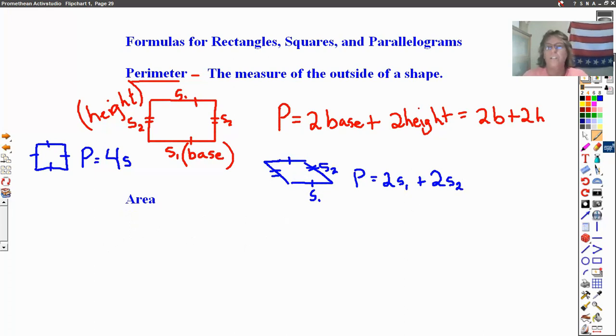Now for area of these shapes, the formula for the area of all 3 of these shapes is exactly the same, okay? So you have a rectangle here.